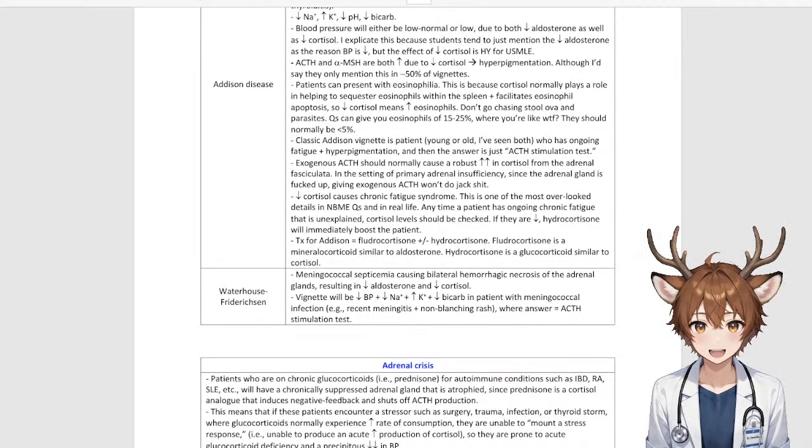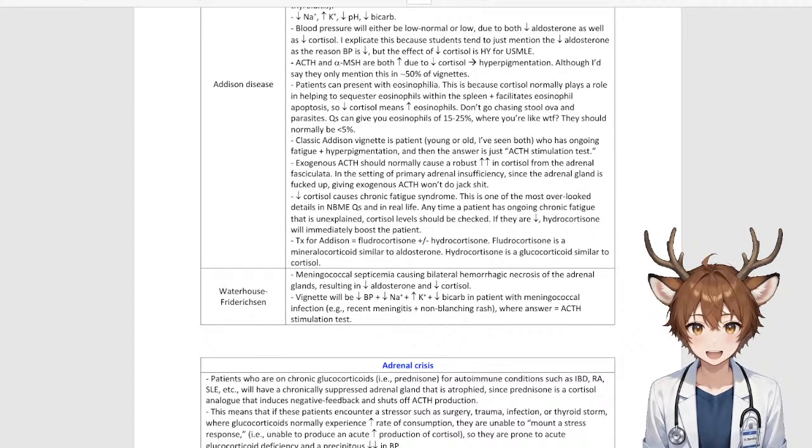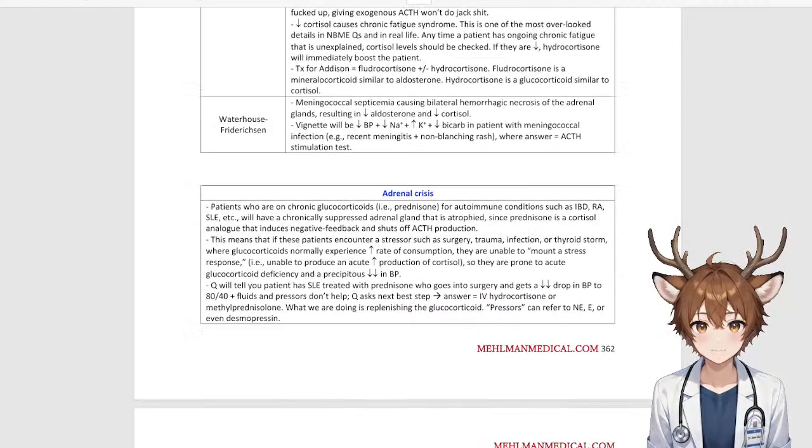So ACTH stimulation test is the go-to for Addison's disease. It's also the go-to for Waterhouse-Friderichsen syndrome.